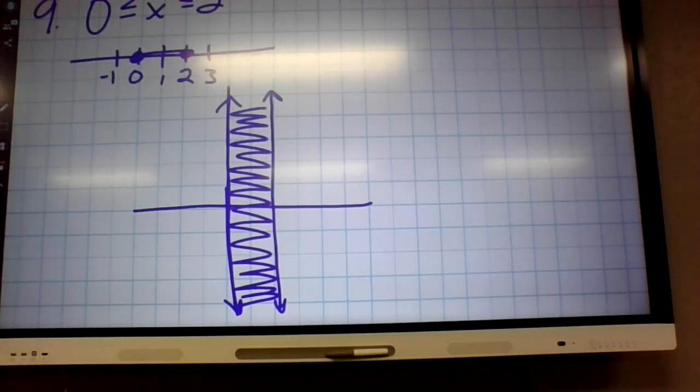What other weird ones do they got? Number 10 is y equals -1 and 3. What's y equal 3 look like? Yeah, horizontal. So it'll kind of be the horizontal version of number 9. Okay.